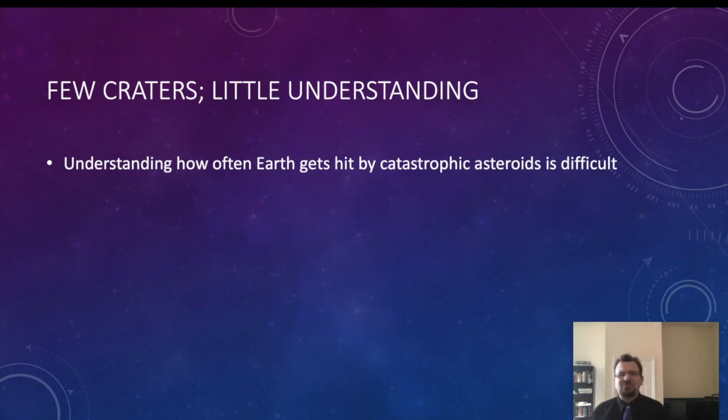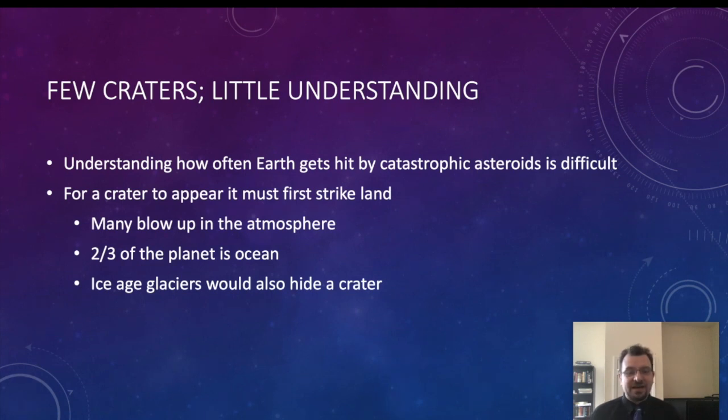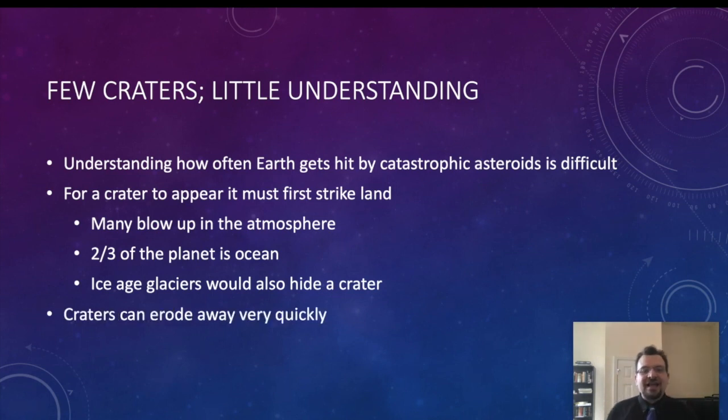This is one of the problems that we've got: understanding how often Earth gets hit by catastrophic asteroids is difficult. For a crater to appear, it first has to strike the land, and a lot blow up in the atmosphere. Two-thirds of the planet is ocean, and ice age glaciers would also hide a crater. If something hits the glacier, it just makes a crater in the ice, and if it hits the land and then the glacier comes over the top, that is going to be erased. And craters can erode very, very quickly.